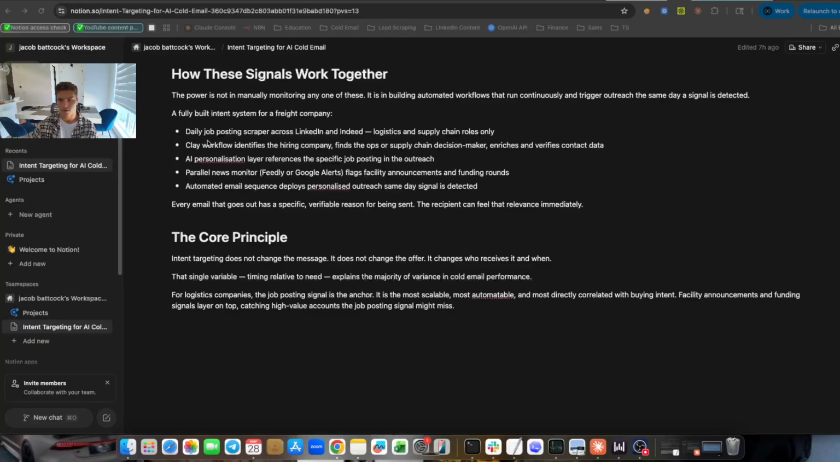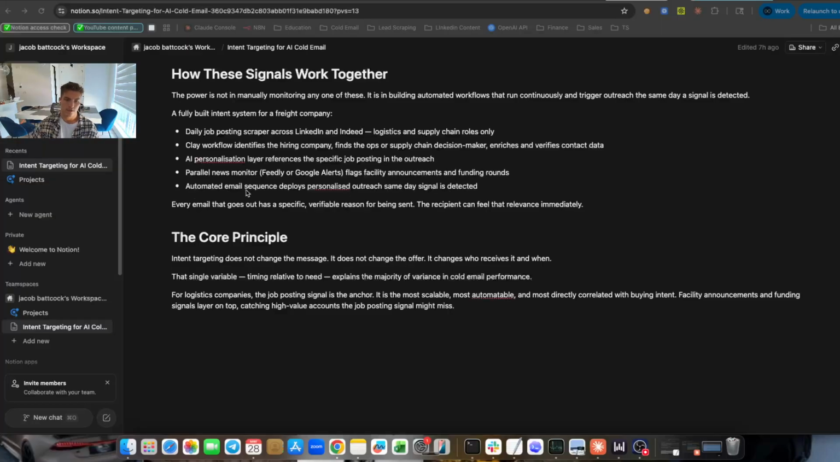Another one is then having a parallel news monitor. So you, of course, have the job postings going on for companies that are looking to hire people in supply chain and logistics, but you also have a parallel news monitor running at the same time. This could be in Feedly or Google Alerts, for instance. Feedly is something that we're going to cover in a later video, but you can integrate into Feedly by API and scrape information based on certain news signals. Something like that would be a perfect example of a parallel signal indicator to have for running a campaign like this. These will flag facility announcements and funding rounds, for instance, for certain companies.